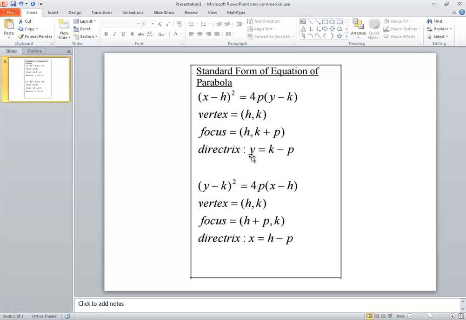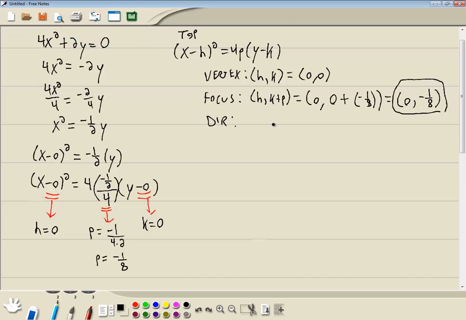Now our directrix is y is equal to k minus p. Well, k is 0 minus p, which was negative 1/8. Negative negative becomes a positive 1/8.